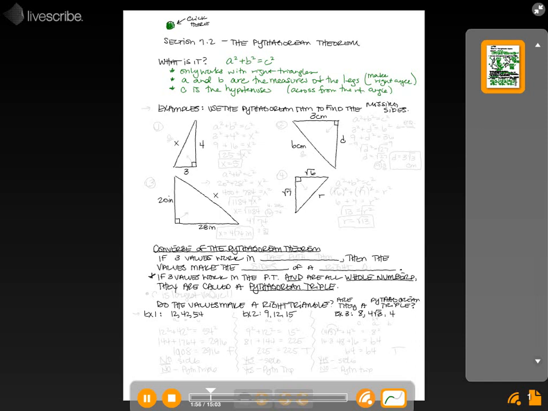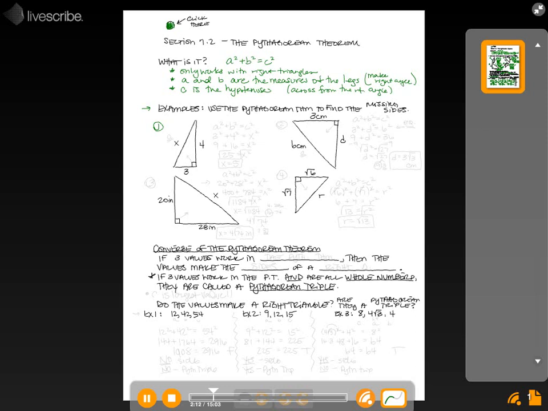And we've got 4 examples here. It says to use the Pythagorean theorem to find the missing sides. There's one side missing in each one of these triangles. Let's start with this first one, example 1. We've got a right triangle here. We have x, 3, and 4.